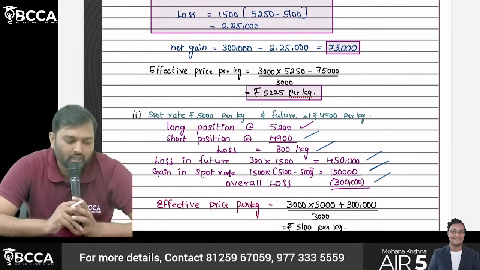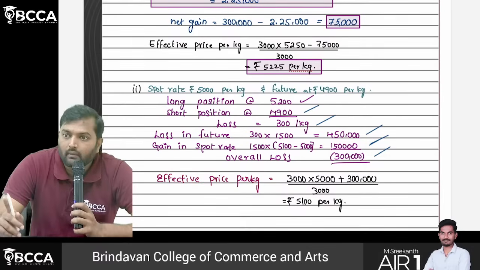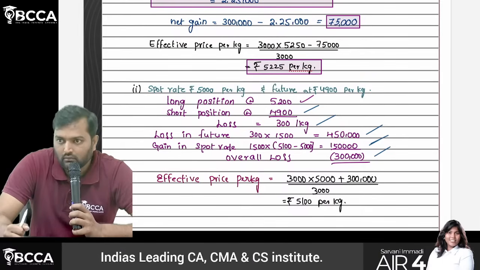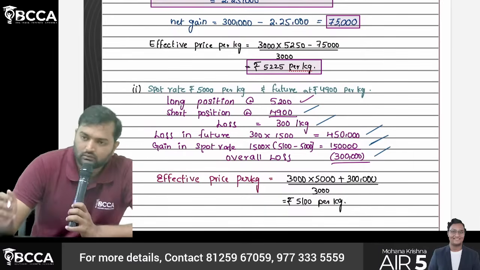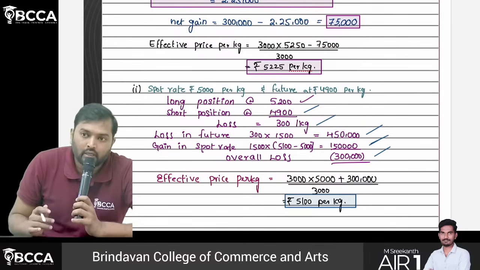So the effective price per cage is equal to 3000 cages into 5,000, the price on maturity, plus the overall loss of 3 lakhs, divided by 3,000. So the effective price per kg is 5,100 per kg.